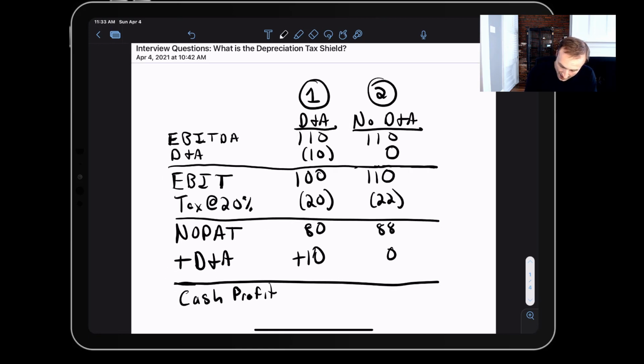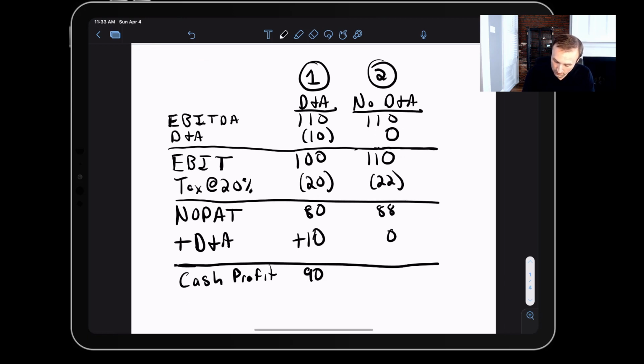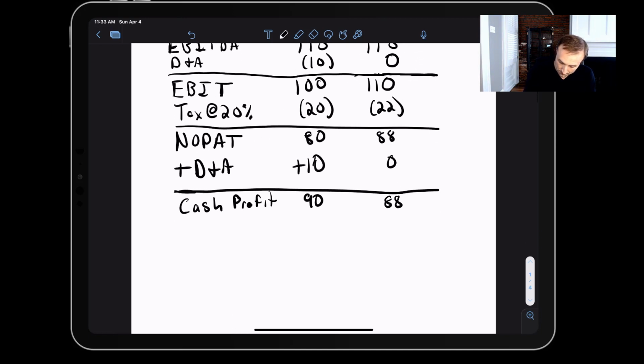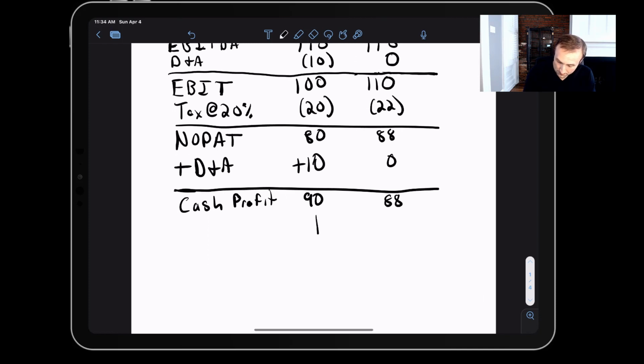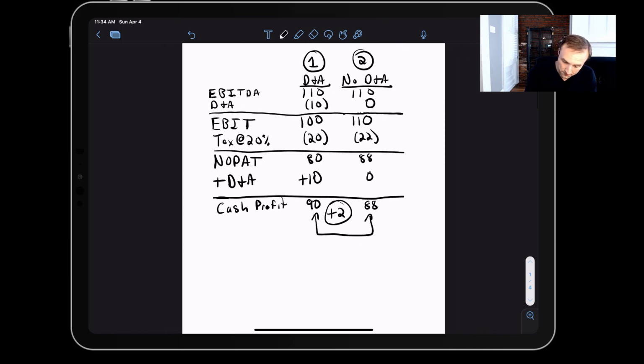And what we end up with is $90 of cash profit in scenario 1, but only $88 of cash profit in scenario 2. So in short, relative to scenario 2, we're plus $2 in cash flow. The reason we're plus $2 in cash flow is we had a $10 deduction that's non-cash and a 20% tax rate. So in short, the $10 of D&A lowered our tax bill by the D&A times our tax rate. It basically just lowers taxable income.